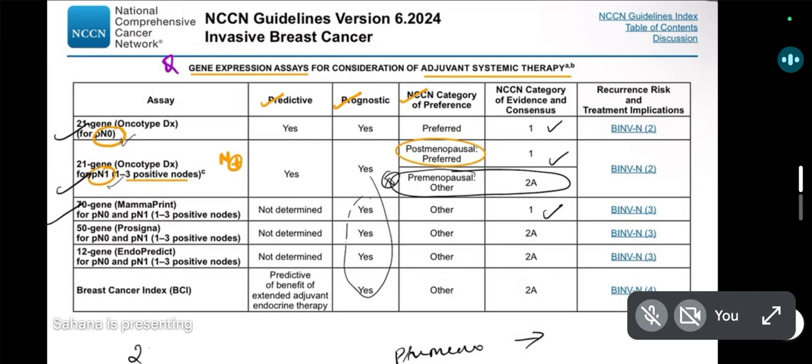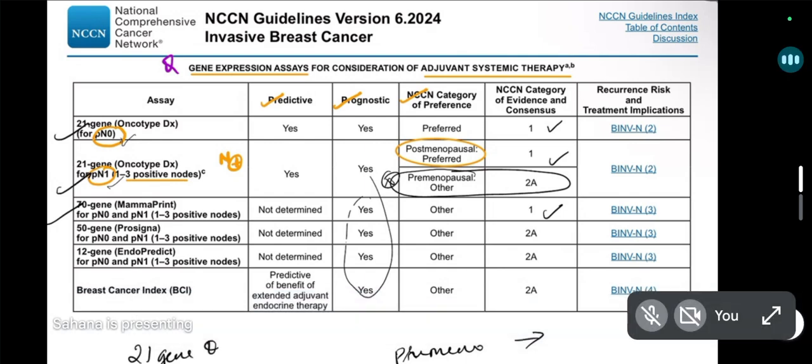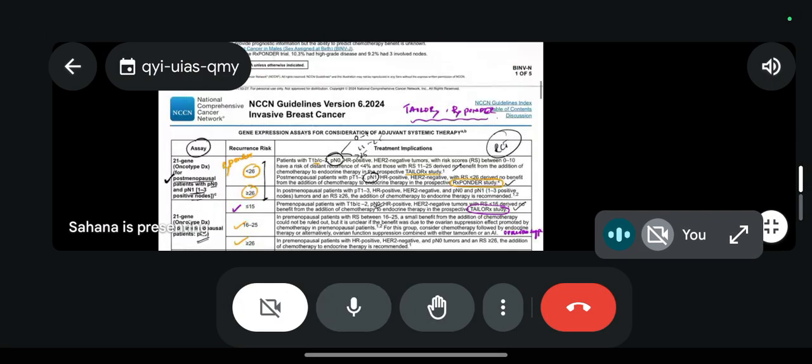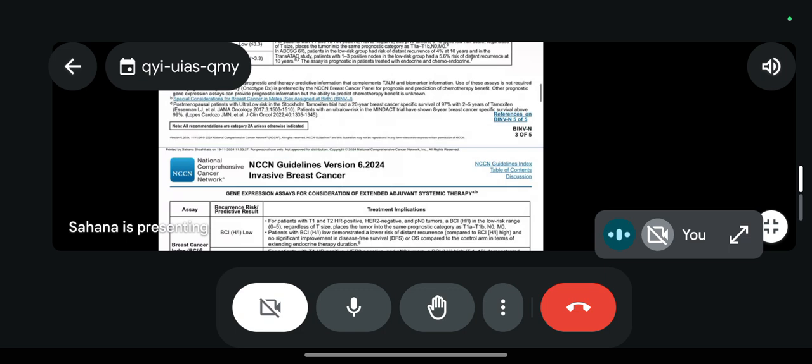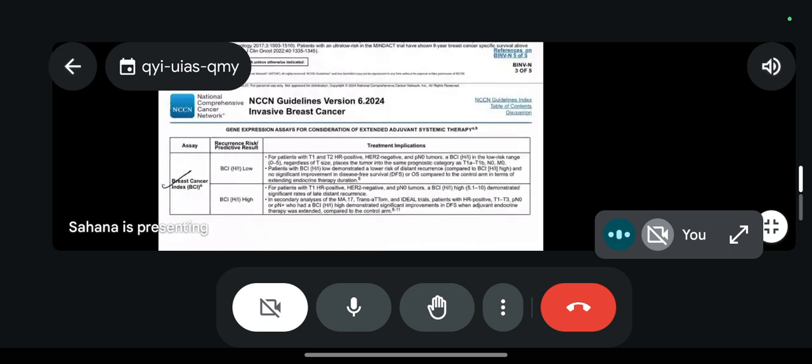Otherwise what we have to remember is 21 gene oncotype DX and 70 gene mamma print. बाकी ये सब नाम लिख देना, बट उतना याद नहीं रहेगा. पर ऑन्कोटाइप DX को अच्छे से मेंशन करना बिकॉज वो प्रिडिक्टिव भी है, प्रोग्नोस्टिक भी है, और N1 और N प्लस सब दोनों में कैटेगरी 1 भी है. तो एटलीस्ट कुछ तो नंबर मिलेगा इफ़ यू कैन नॉट रिमेंबर एवरीथिंग.